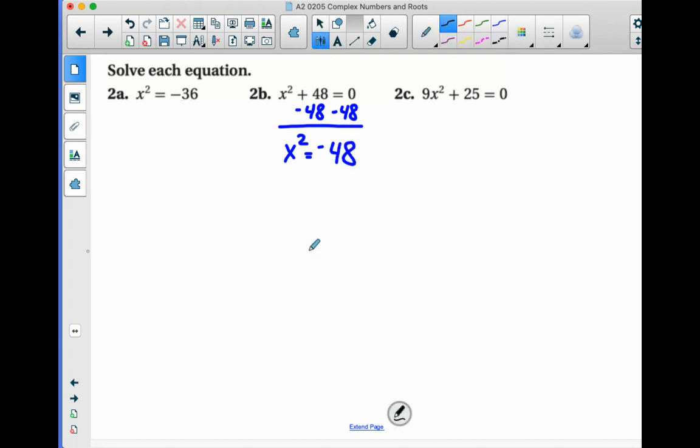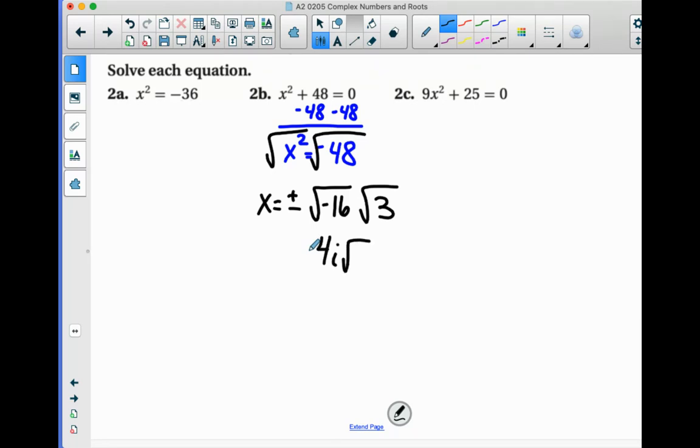Then we've got to square root them. Plus or minus. So if we do our perfect squares, we're going to tack the negative in here because we know it'll just be i. So it's like negative 16 times 3. We know the square root of regular 16 is 4. So negative 16 would be 4i, root 3, plus or minus, equals x. So that would be the solution there.